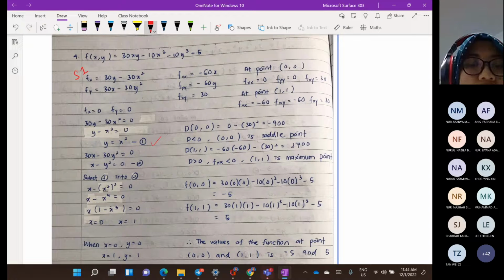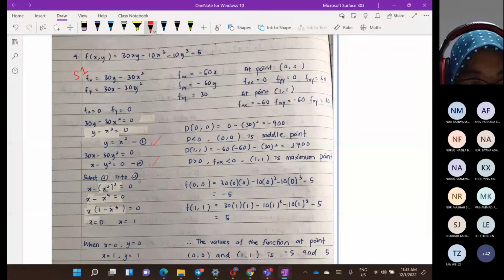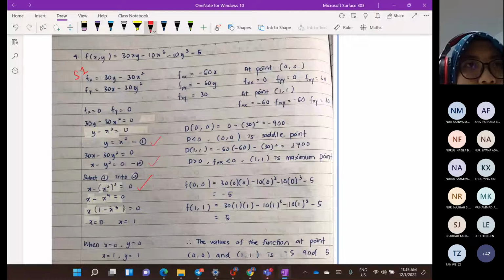And then dia ambil equation kedua, dia simplifykan lagi, and then x minus y squared equal to 0. And then dia substitute yang equation pertama tu, which is y tu, ke dalam equation kedua. So dia akan dapat x minus x squared, lepas tu squared lagi sebab y tu squared, equal to 0. Yes, good. And then dia factorize kan. Lepas tu dia dapat dua nilai untuk x, which is x equal to 0 and x equal to 1.